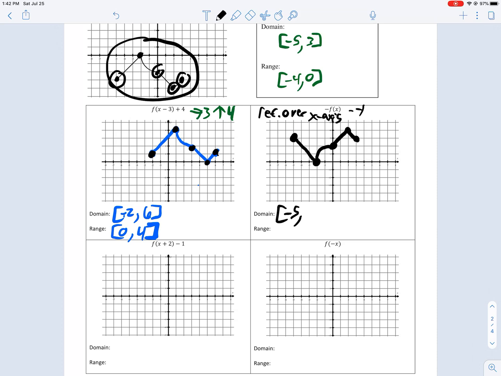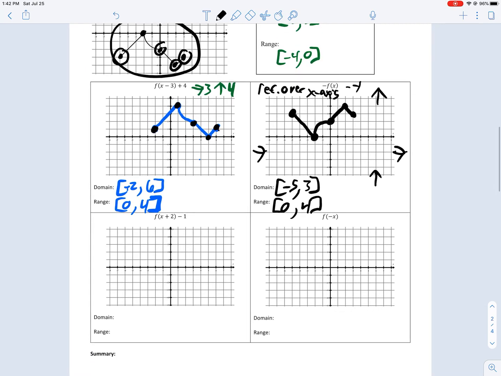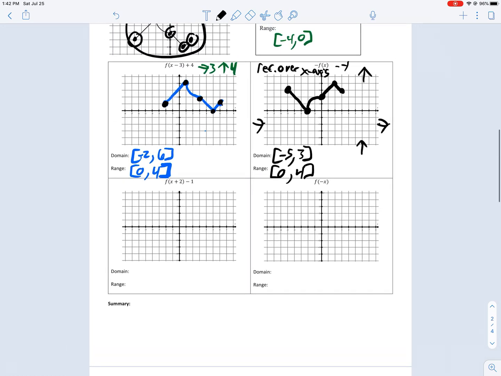So your domain is negative 5 all the way to 3. Your range is from 0 to 4. Again, remember, domain and range is left to right. Range is from the bottom to the top. It's always the smallest value to the largest value.